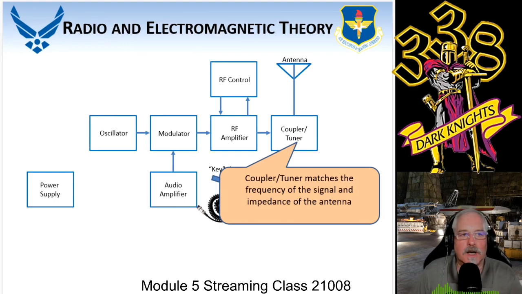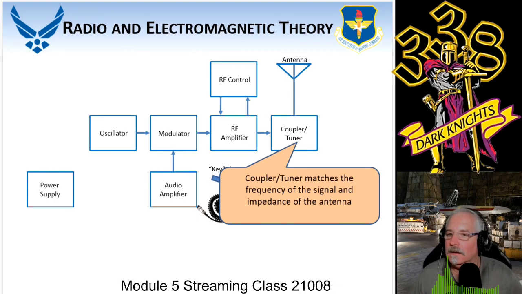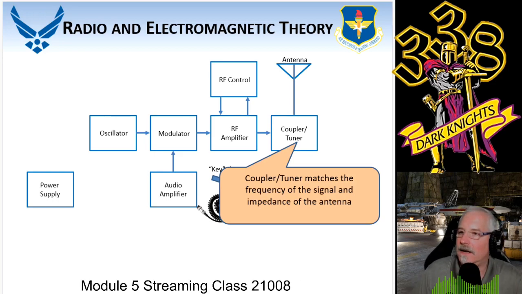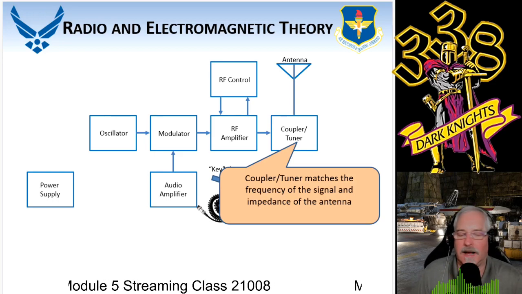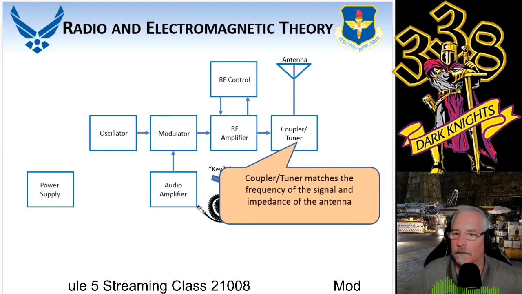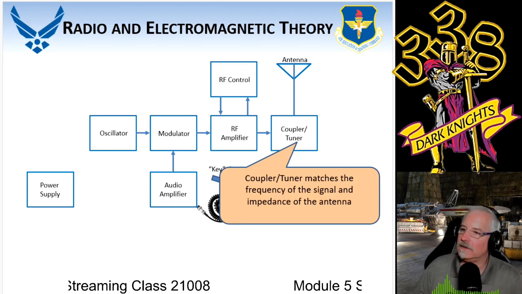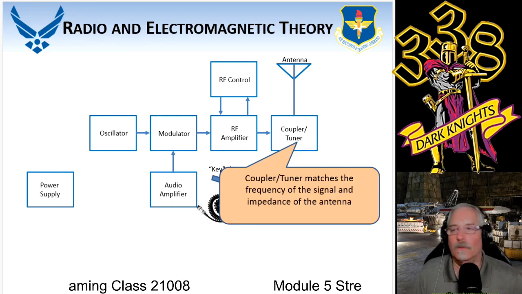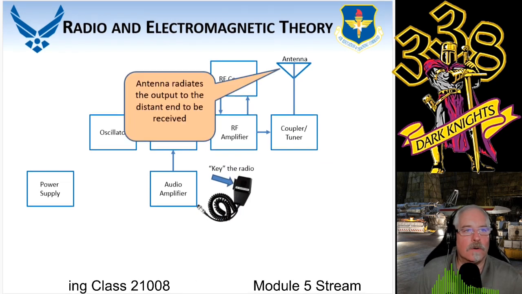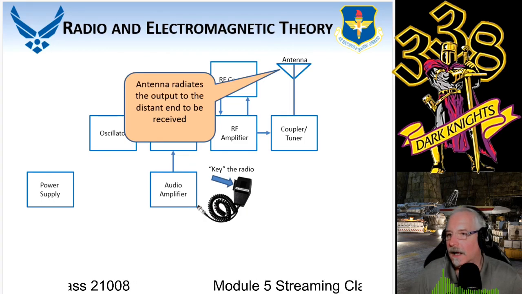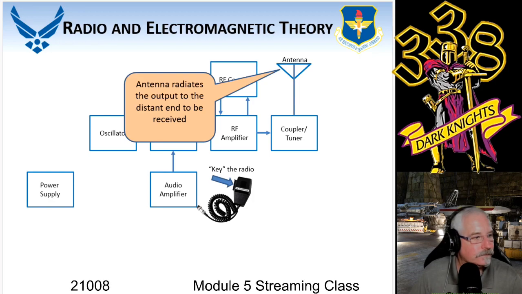When we go to the coupler tuner, this whole idea of the frequency with the tuner, we're going to match that frequency with the signal as well as the impedance of the antenna, because each frequency has a different impedance when it gets on the circuit. We'll show you that later. And then, of course, the antenna. You need the antenna in order to radiate out to the distant end.